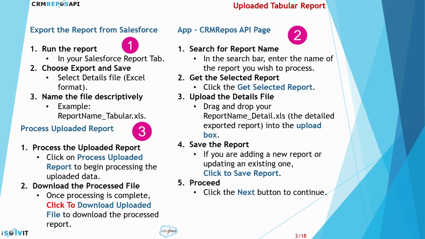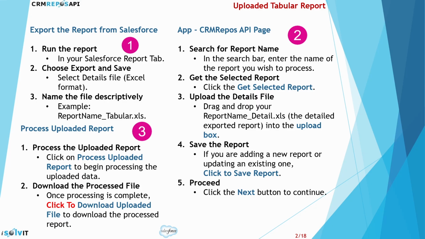The screen outlines the complete workflow for processing a tabular Salesforce report through CRM Repo API. The process begins in Salesforce, where you run the report and export it in Excel detail format using a clear, descriptive file name. Once the file is saved, you move to the CRM Repo API app page to load the report configuration and prepare the file for processing.